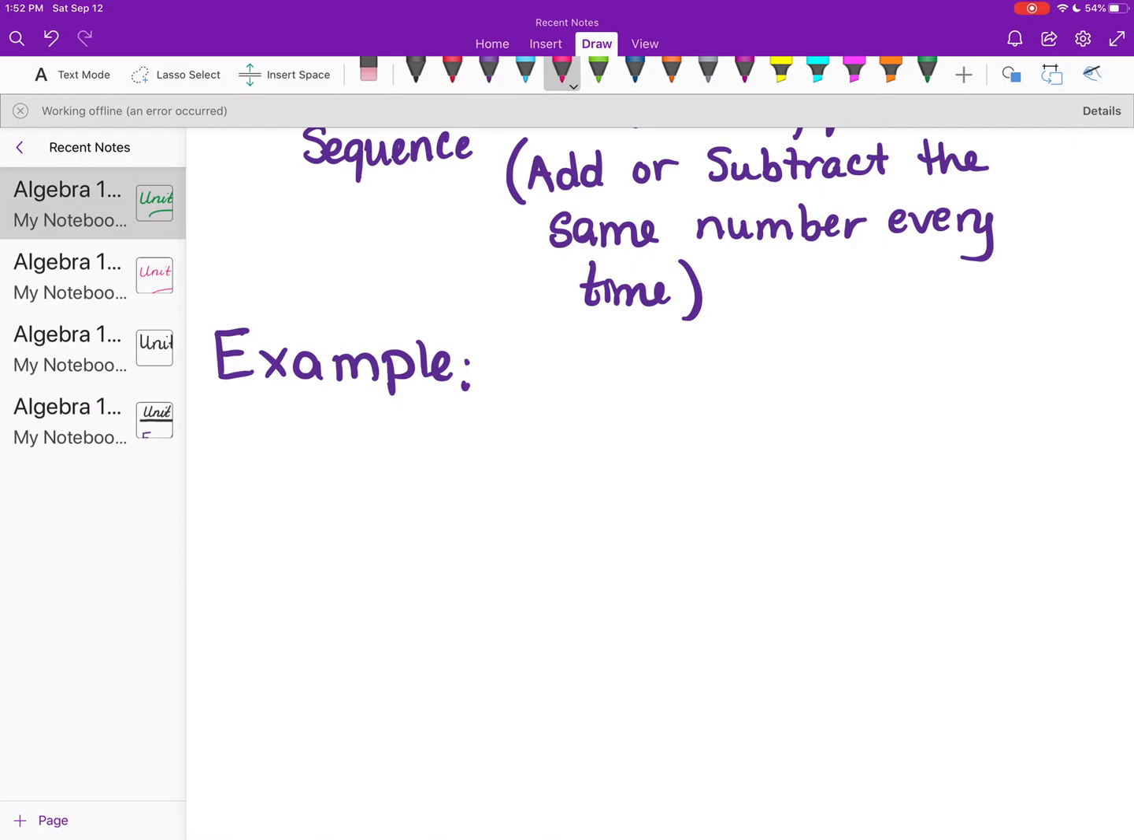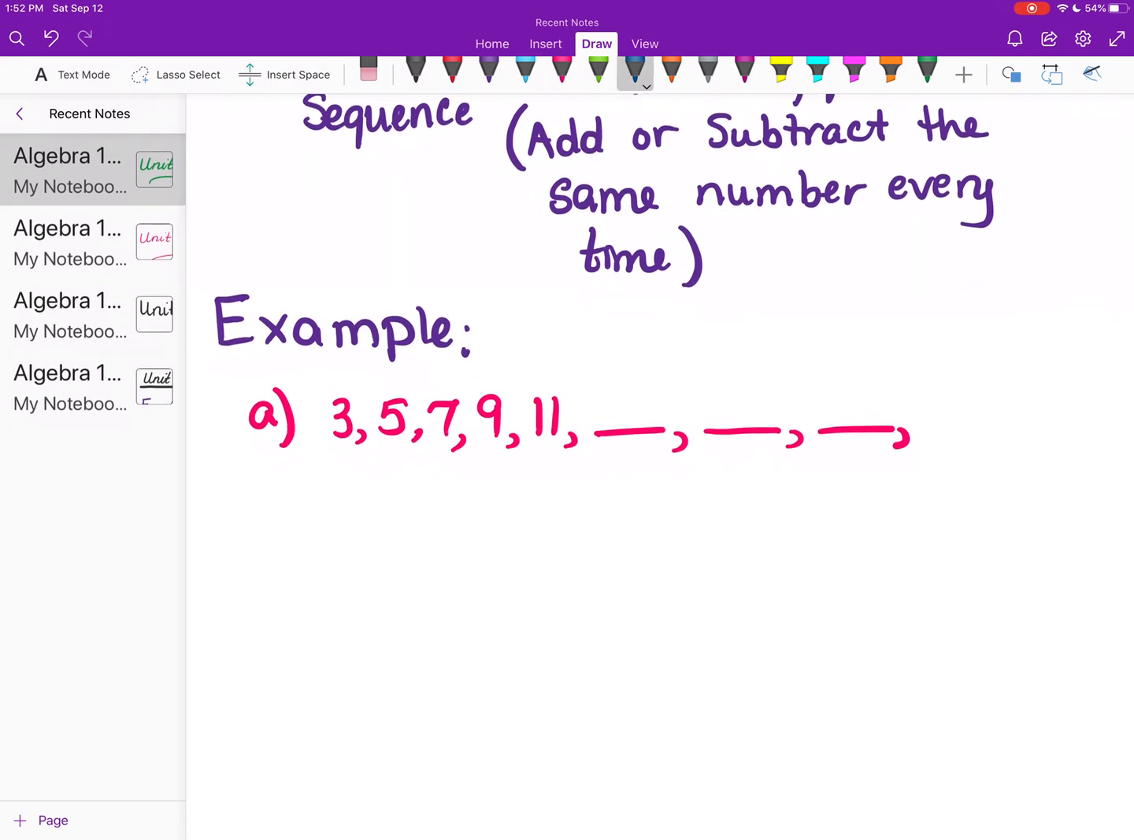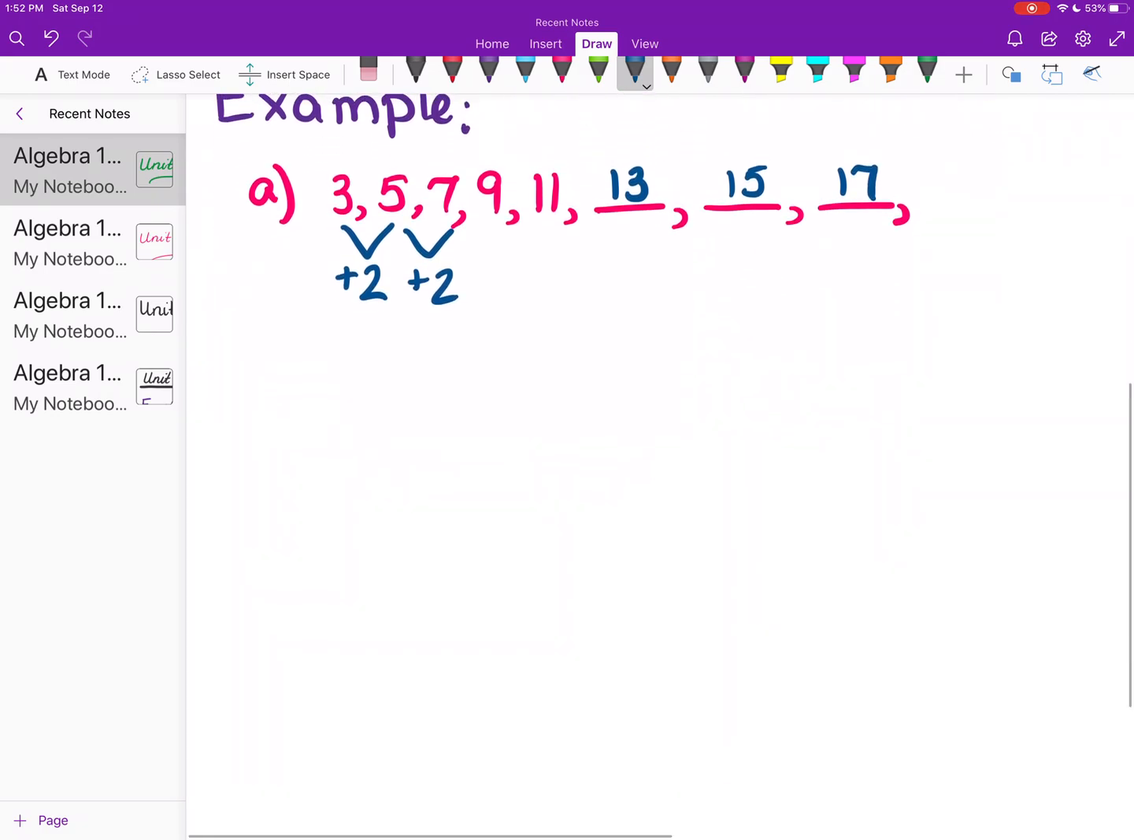Okay, let's do this one. A: 3, 5, 7, 9, 11. Now fill in the missing answers. In order to fill in the missing numbers, and this continues, we have to figure out the common difference. What's happening every time? Each time we're adding 2. And you've got to check to make sure that it works each time. It does, and so we just continue to add 2. So 13, 15, 17. The common difference is positive 2.